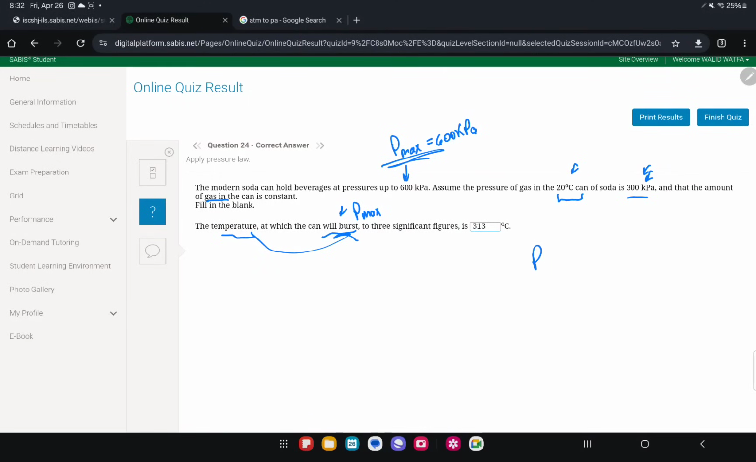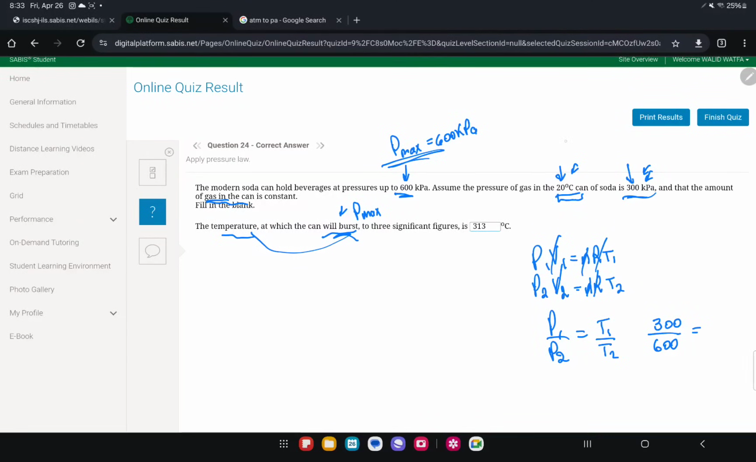Let's do P1 V1 equals nRT1, P2 V2 equals nRT2. Cancel R with R, n with n. They said the amount of gas in the can is constant, so the volume is constant. So P1 over P2 equals T1 over T2. 300 is the first pressure, 600 is the second pressure, equals T1 over T2. Please don't put 20.